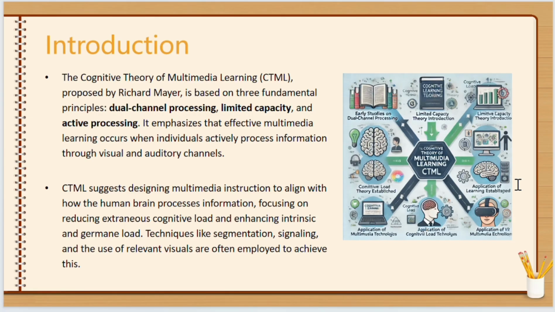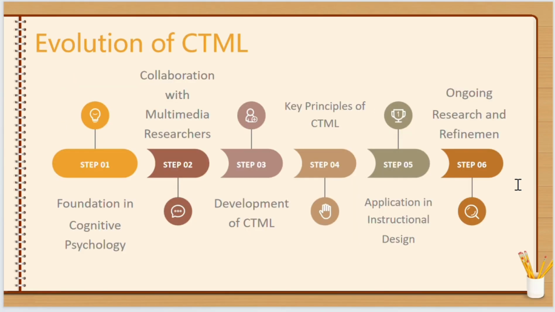And I will introduce the evolution of the CTML model. There are 6 types. For the first type, foundation in cognitive psychology. The second type, collaboration with multimedia researchers. The third type, development of CTML models. The fourth type, key principles of CTML models. The fifth type, application in instructional design. And the sixth type, ongoing research and refinement.